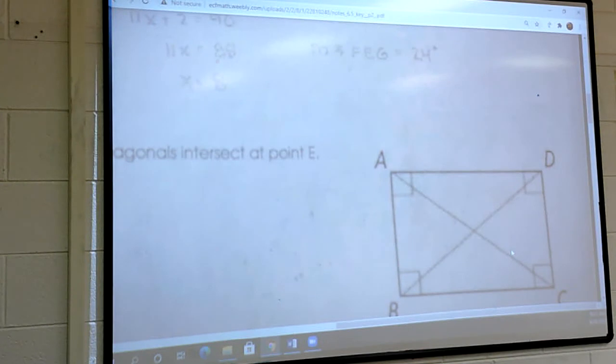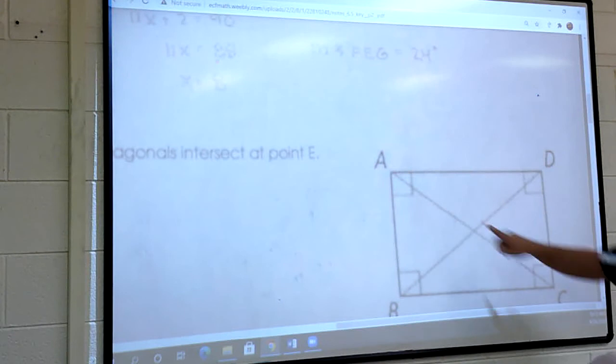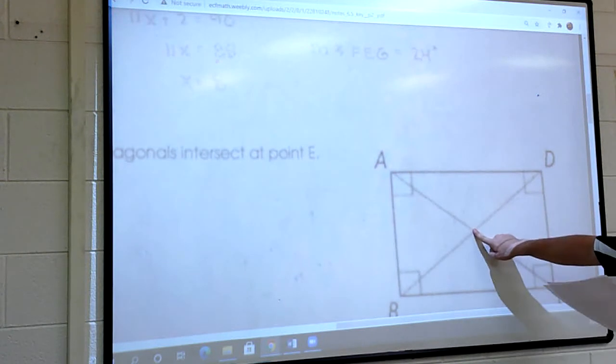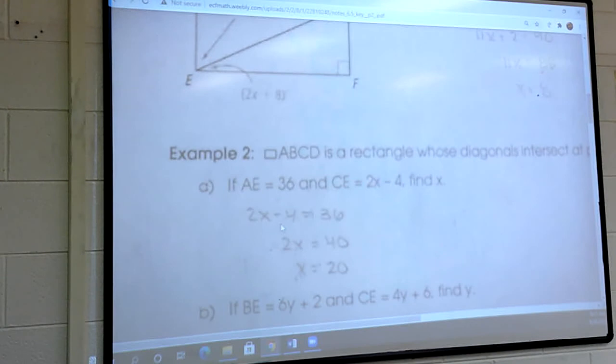Well, that's going to be easy because we know that it cuts it in half. So we know that A to E is 36, and we know that C to E is 2x minus 4, so we're just going to set them equal to each other in part A. So we're going to say 2x minus 4 equals 36, and we're able to solve for x. And you can draw that on the rectangle if you want to. The 36 is that top half, and the 2x minus 4 is that bottom half.